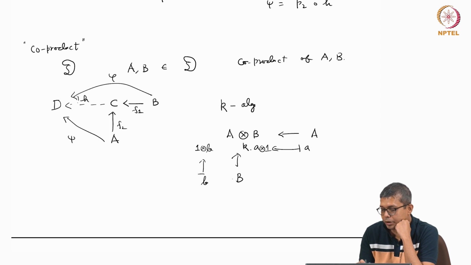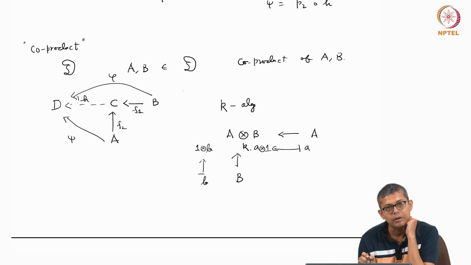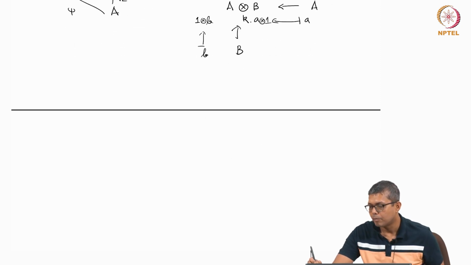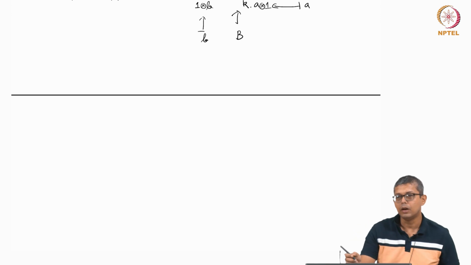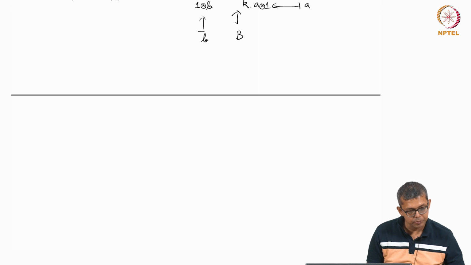So then you know that if you have linear maps from A to C and from B to C, then this will factor through A tensor B. That is the universal property of the tensor product, right? So the co-product exists in the category of K-algebras, and we will use that to prove the product exists in the category of affine varieties.